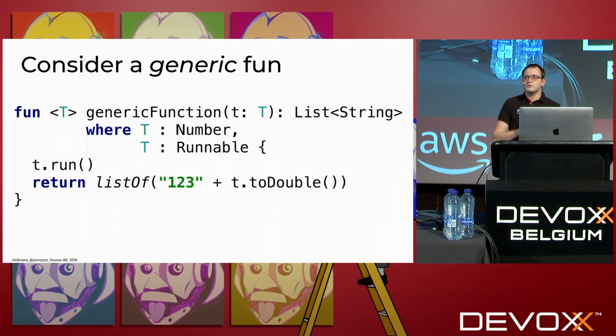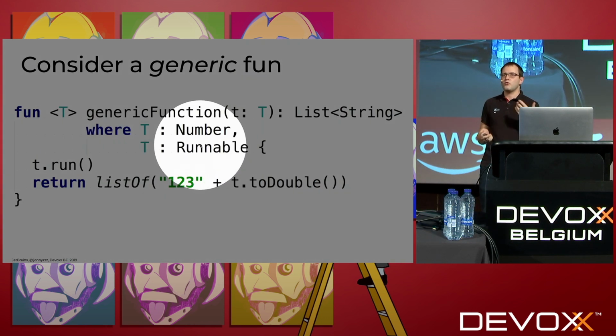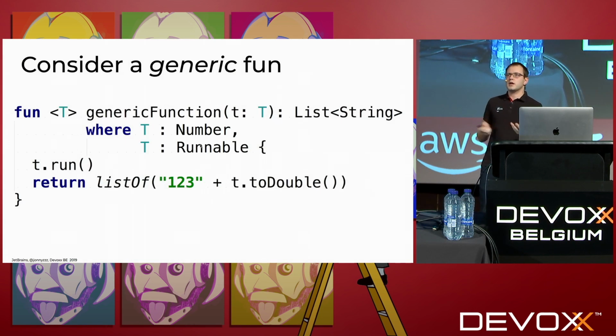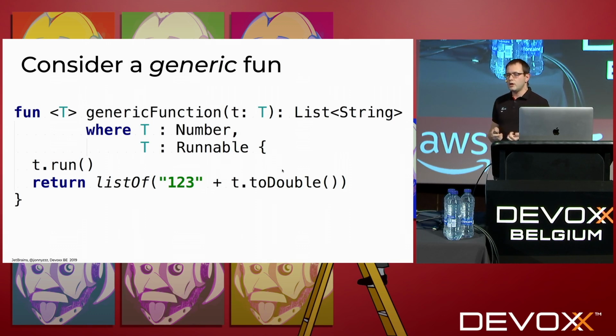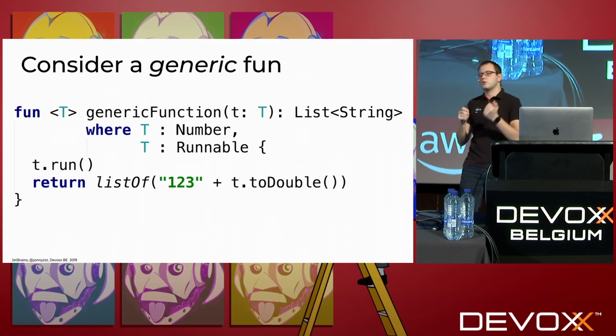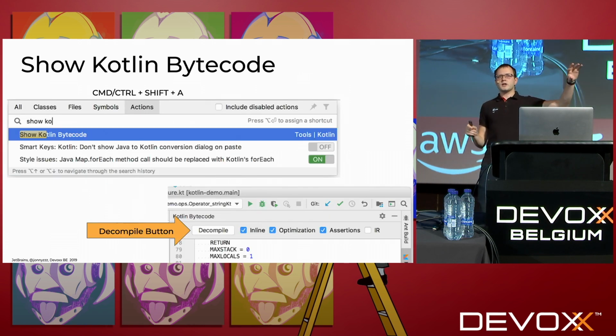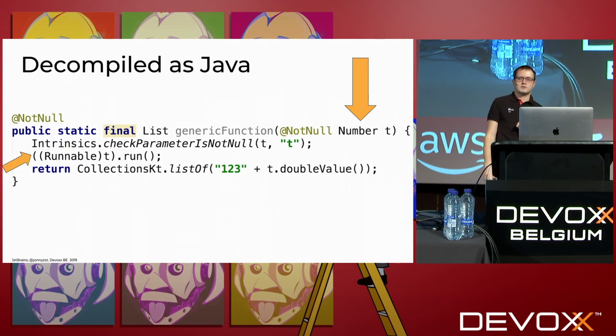Let's consider an example. I have a function which takes a type parameter, and I require that the type parameter implements both Number and Runnable. The example is contrived, but never mind. We call run on the Runnable here, and we call toDouble from Number. Now I do the following trick. You could do the same with Java, or you can use Kotlin here. I ask the Kotlin compiler to compile this into Java bytecode, then I ask the Java decompiler to decompile it as Java source. And the outcome is this.